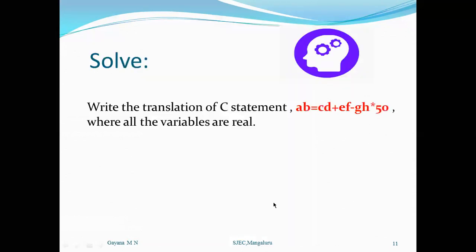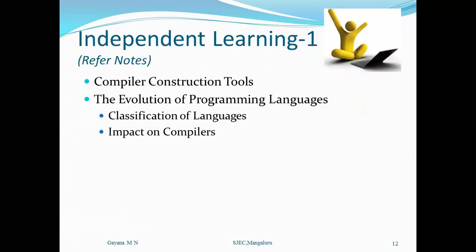Okay. With this idea, now there is a task for you. If you have a notebook along with you, or any sheet, please write the translation of the statement AB equal to CD plus EF minus GH into 50, where all the variables are real. Write the translation of the C statement AB equal to CD plus EF minus GH into 50, where all the variables are real. Okay, so solve this particular problem. I'll move on to the next slide.